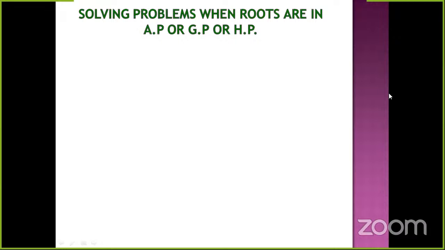Now we will see the concept of solving problems when roots are in AP or GP or HP. So what are AP, GP and HP? Do you remember it? In your 10th class of progressions, you have read that AP is arithmetic progression, GP is geometric progression, and HP is harmonic progression. So when roots of a quadratic equation or cubic equation and so on, nth degree polynomial equations, are related in these progressions, how we have to apply the concept and solve the problem, we will check in this topic.